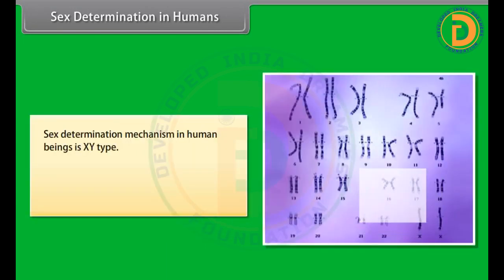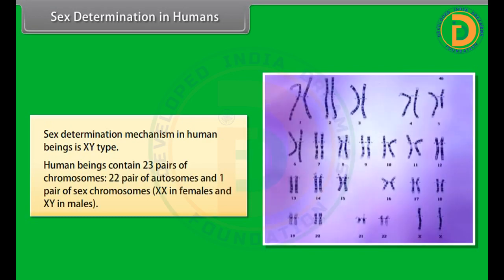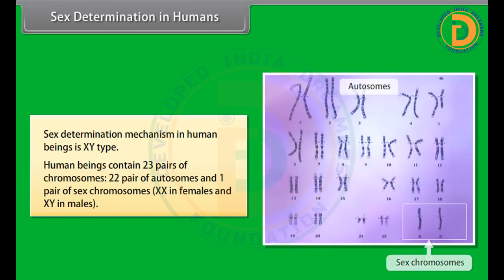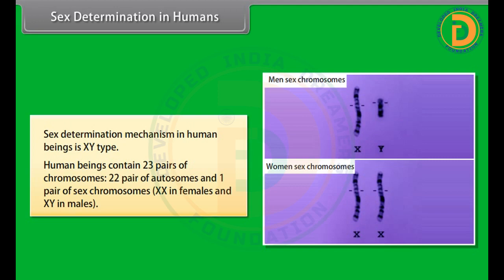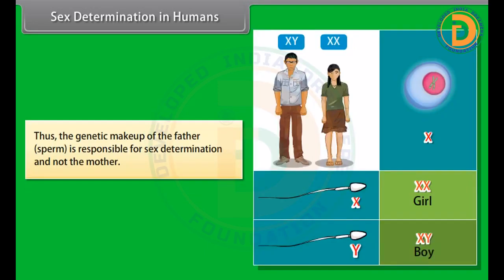Sex determination in humans. The sex determination mechanism in human beings is XY type. Human beings contain 23 pairs of chromosomes: 22 pairs of autosomes and one pair of sex chromosomes, XX in females and XY in males. During fertilization of an ovum with sperm, two types of zygotes can be formed. Therefore, there is a 50% chance of birth of a male child, XY, or a female child, XX. Thus, the genetic makeup of the father's sperm is responsible for sex determination and not the mother.